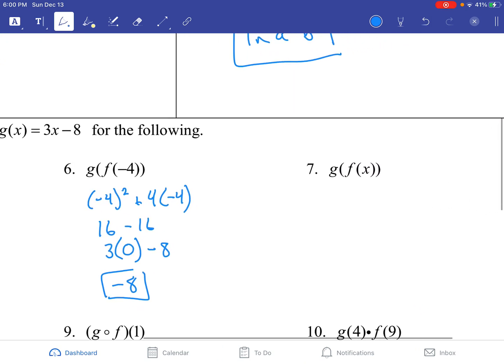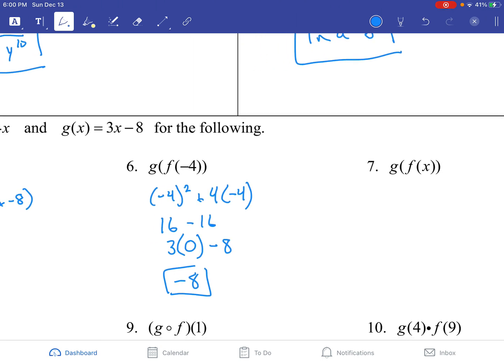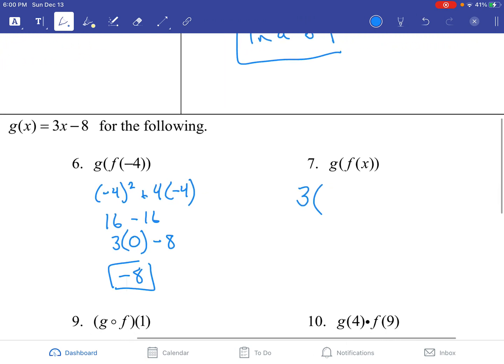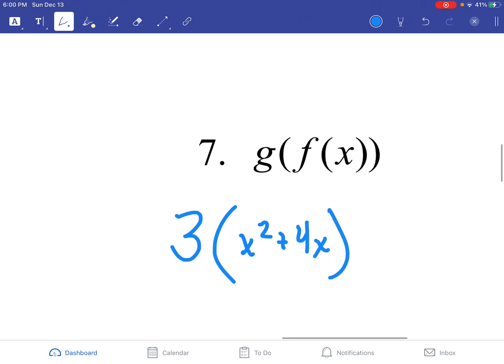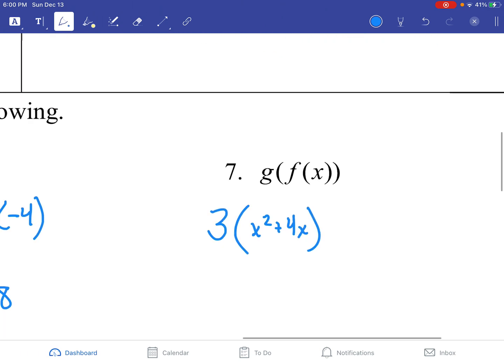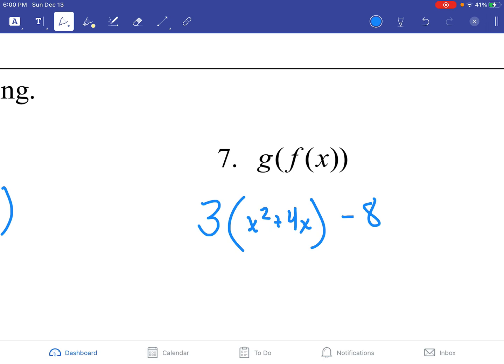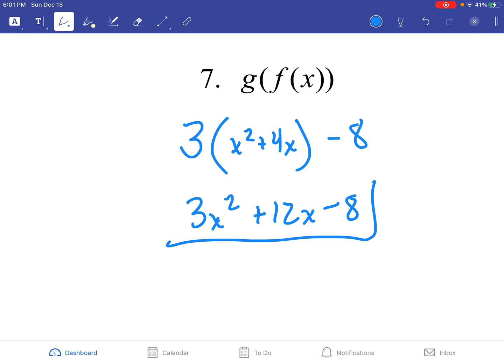Okay. Next, we're putting the f function inside the g function, just like we did before, but now you're putting the whole f function in the g function. So we have 3, and instead of that x, we're going to put the entire f function. So it's x squared plus 4x. You're replacing the x in the g function with the f function. And then minus 8. Okay, so now we're going to distribute that 3 to the terms inside. So we have 3x squared plus 12x, and then minus 8. And we are done.